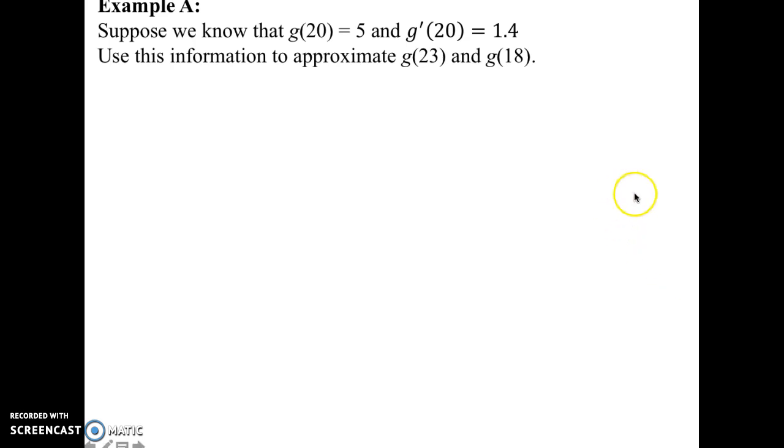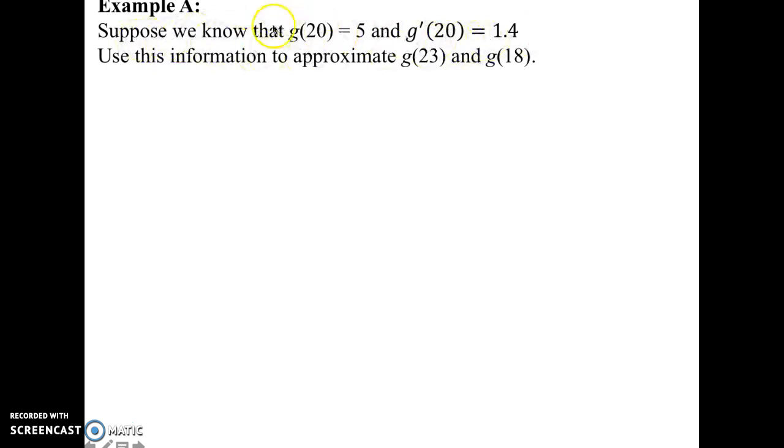Here's an example of how we would use this. Now, this is not necessarily in your lecture guide, but this is something that is good to use for approximating the curve. So if I told you that the value of some curve, say a profit curve or a revenue curve or a cost curve, was such that we know that G at 20 equals 5. Of course, I don't have units here, but I know these values. And if I knew that the derivative, or the rate of change of the curve at that same point, at x equals 20, is equal to 1.4.